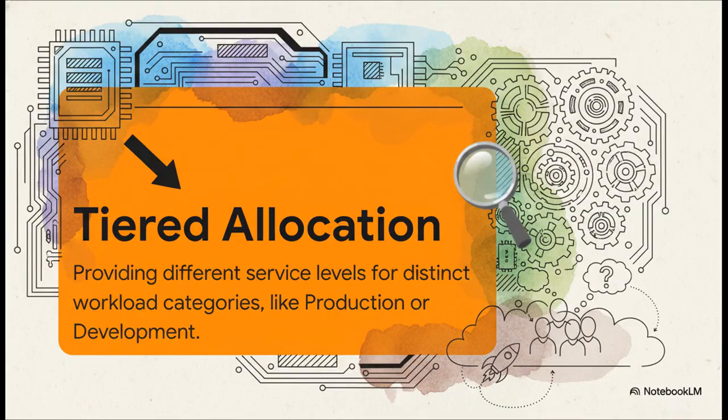First step is tiered allocation, and this is just smart common sense management. Your absolutely mission-critical production workloads, the ones that need rock-solid performance guarantees, they get the top-tier dedicated resources, no question. But maybe your development teams can work just fine with shared resources, and those experimental what-if projects, they can run on whatever capacity is left over. It's all about matching the right resource to the right need.